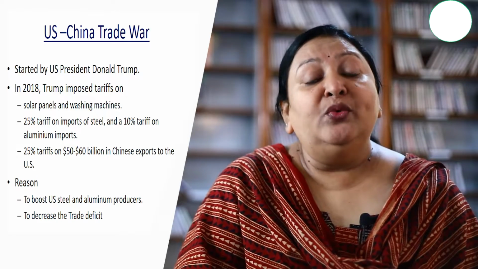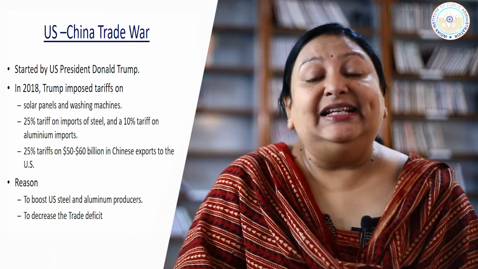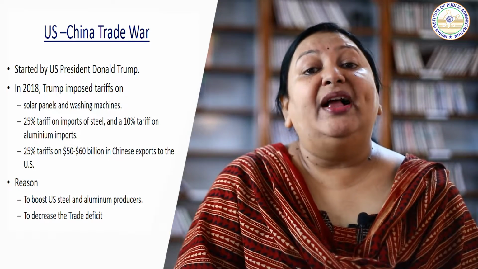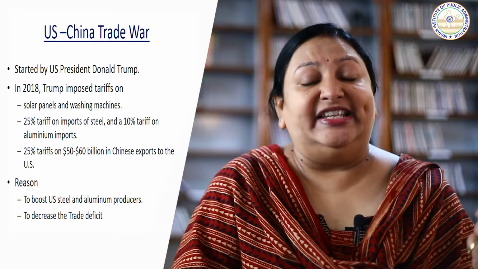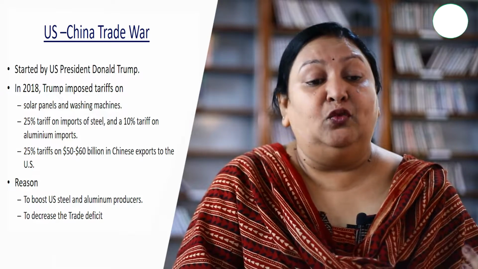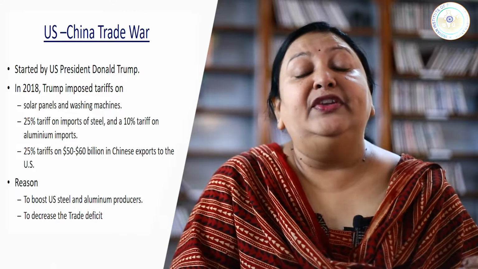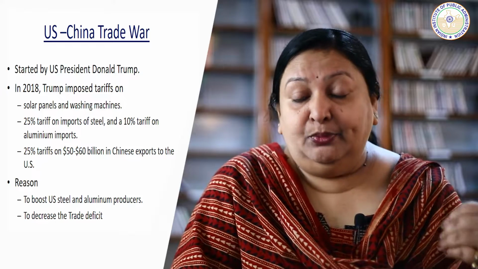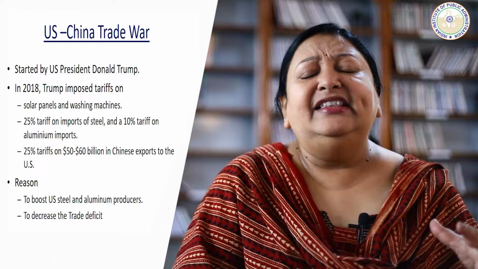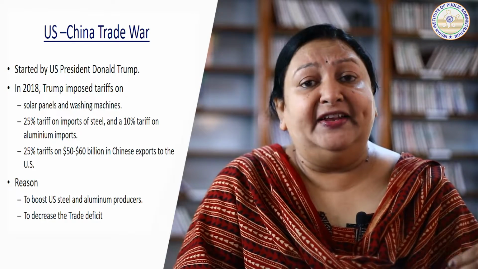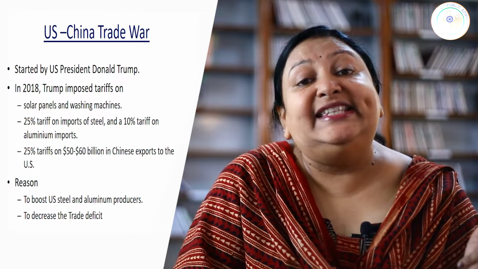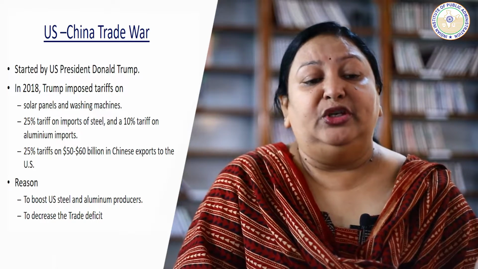Now, in the case of the US-China trade war, it was basically started by the US President Donald Trump in the year 2018. President Trump imposed tariffs on two important goods, steel and aluminium, and also solar panels and washing machines. He imposed a tariff of nearly 25% on imports of steel and 10% tariffs on the imports of aluminium coming from China. This 25% of tariffs amounted to nearly 50 to 60 billion of exports of China to the United States.